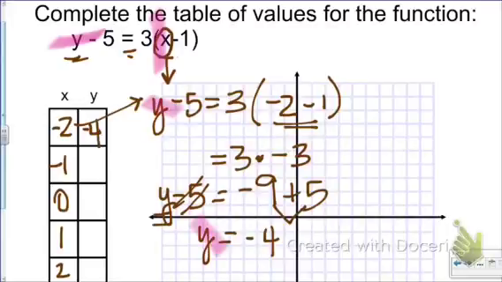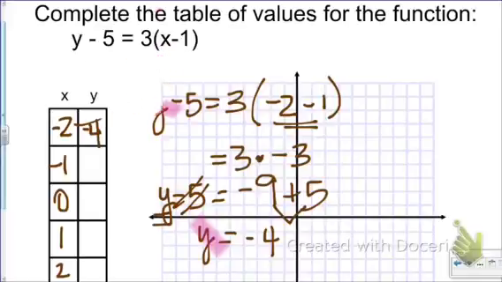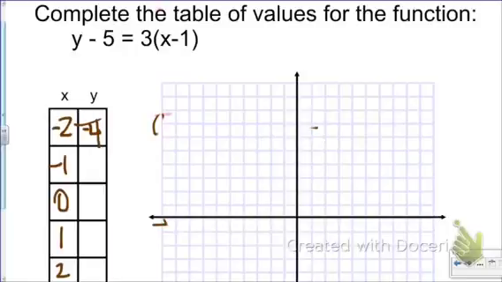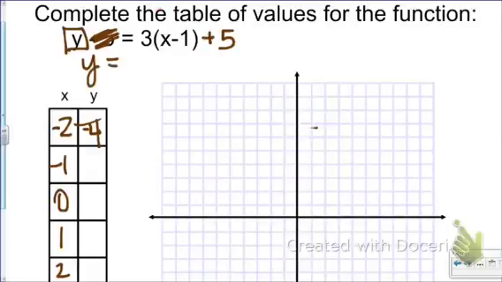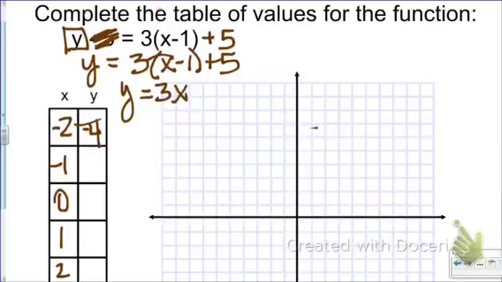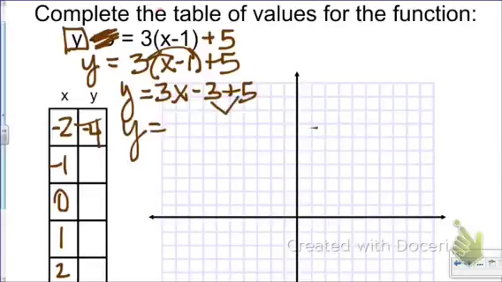Let me show you a way to make that a little bit more quick. If you have it set up as a y equals equation, it's going to be a lot faster for you. So if you look here at this equation and then get y by itself, it's y minus 5, so I'm going to add 5, and that gets my equation to be y equals 3 times x minus 1 plus 5. I could even simplify this more. I could distribute and get 3x minus 3 plus 5. And then I combine my like terms to get 3x plus 2.